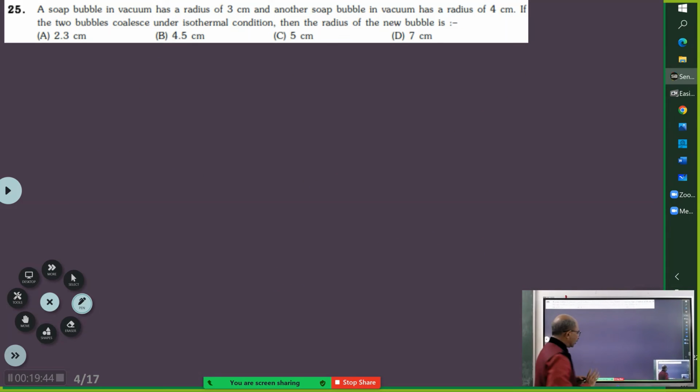Please enjoy learning, just enjoy learning. Nothing but enjoyment, then this effort will get converted to knowledge. Two soap bubbles: a soap bubble in vacuum has a radius 3 cm and another soap bubble in vacuum has 4 cm. If the 2 bubbles coalesce under isothermal condition, then find the radius of the new bubble.